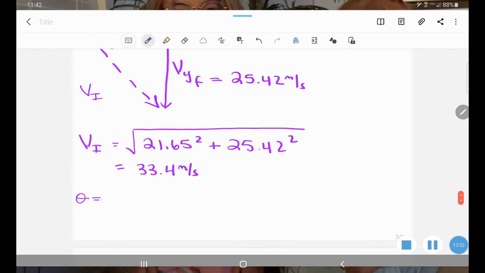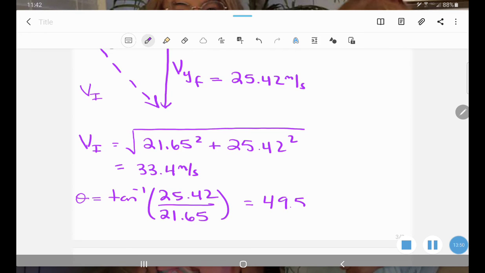Theta is found using tangent inverse, which is going to be 25.42 over 21.65. Giving us 49.5 degrees south of east, or below the positive x-axis.